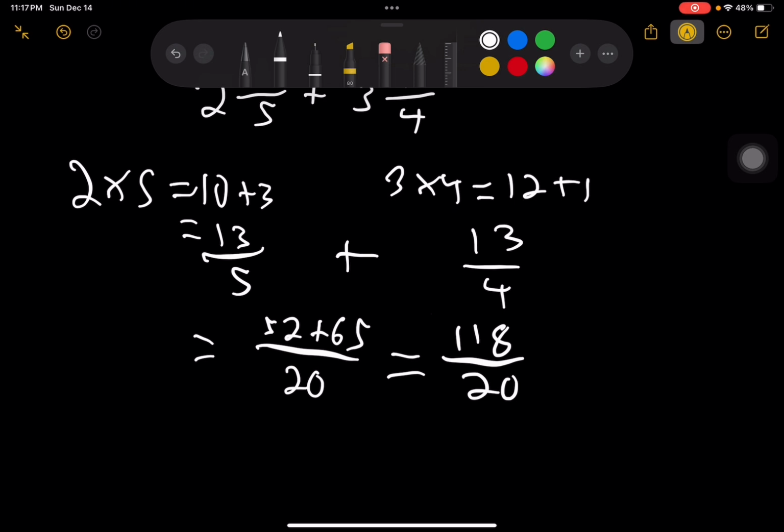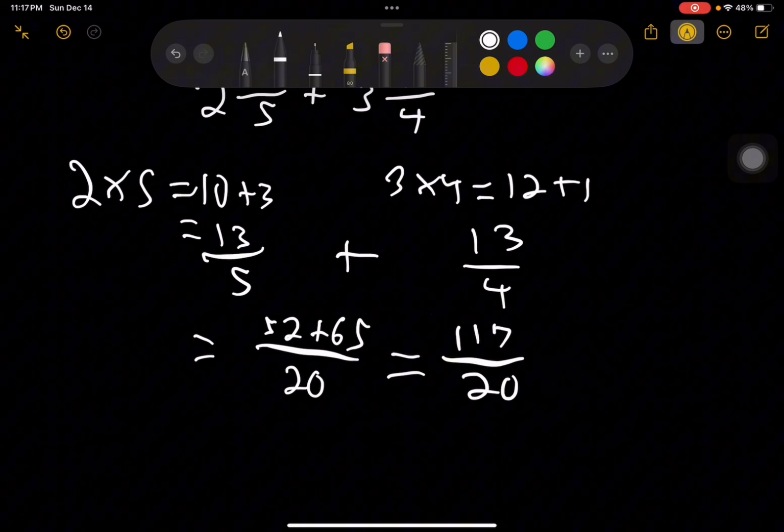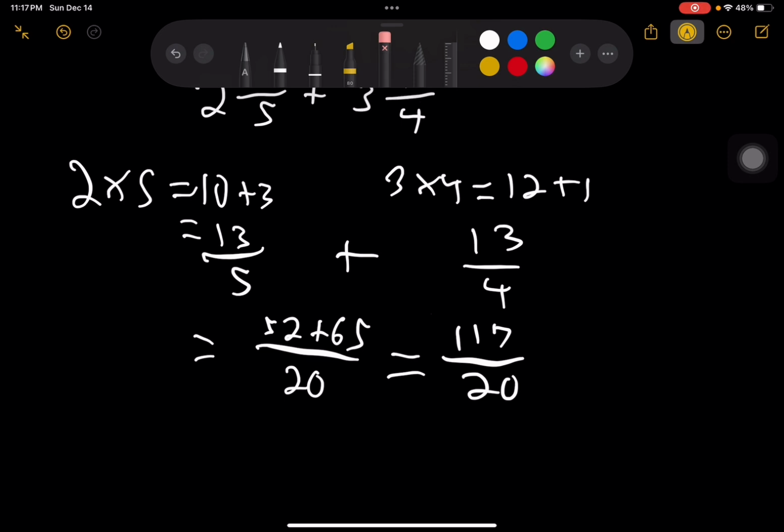Oh, my mistake. It is not 118, it is 117. If you caught that mistake, good job, you're on the right page. So now that we have 117 over 20, let's think. Can we simplify? Not yet. And I'll tell you why. Because we still need to convert this back into a mixed number.